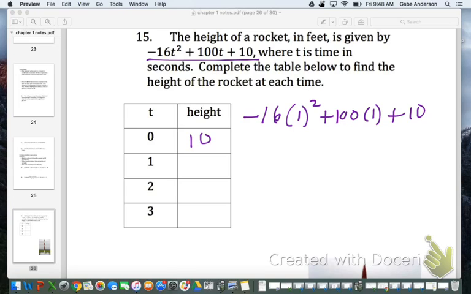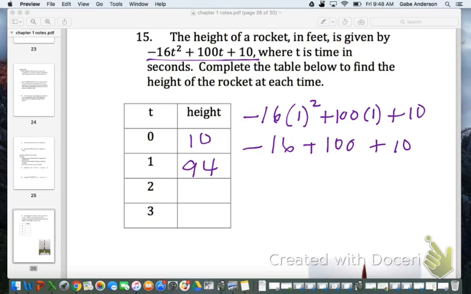Let's double check your work on t equals 1, and then I'll let you finish up with 2 and 3. I've set up my expression for t equals 1. So I would get -16 times 1 is just -16, plus 100 plus 10. For t equals 1, I'd go with 94 feet.